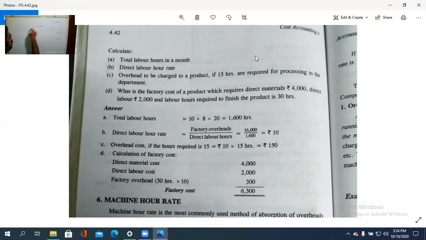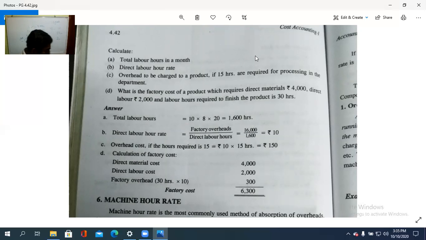And last case, what is the factory cost of a product which requires direct material 4,000, direct labor 2,000. So 6,000, this is the prime cost. Labor hours required to finish the product is 30 hours. Then add factory overheads. That is how much? 30 hours required into 10. So 300. So 6,300 is the factory cost.